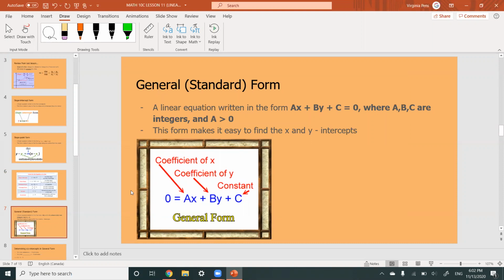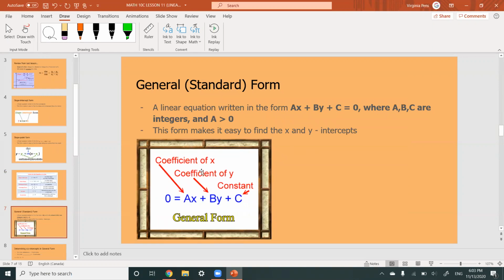General form, aka standard form, as you saw in the last slide, is a linear equation written in the form ax plus by plus c is equal to 0. Now, it's important to note that there are some restrictions. A, b, and c have to be integers, so you can't have something like 1.5x. And a has to be greater than 0, so you can't have something like negative 3x. And this form, it looks really weird, like it doesn't look like the other forms that we've learned so far, but it is very helpful. It does make it easy to find your x and y intercepts.